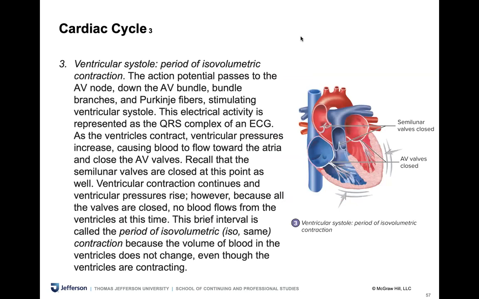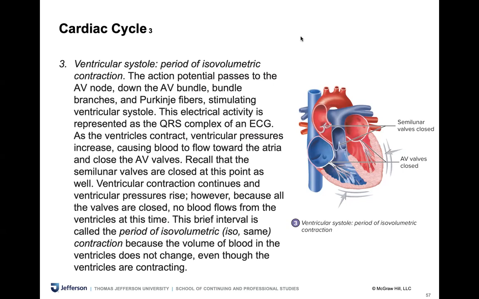Now, ventricular systole, this is the period of isovolumetric contraction. The action potential passes to the AV node, down the AV bundle, through the bundle branches, and into the Purkinje fibers. This will trigger ventricular systole. This electrical activity is represented as the QRS complex of the ECG. As the ventricles contract, ventricular pressures increase, causing blood flow towards the atria and closing the AV valves. Recall that the semilunar valves are closed at this point as well.